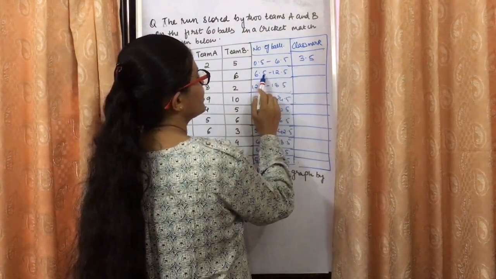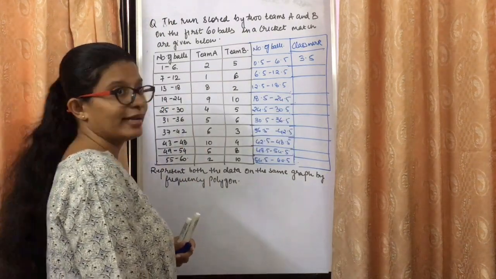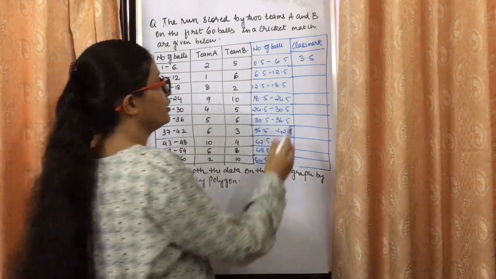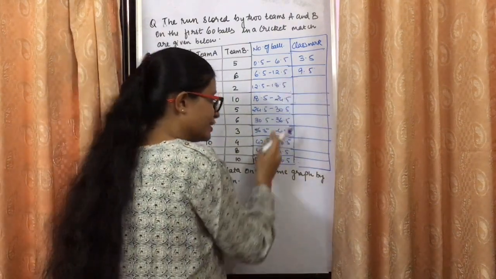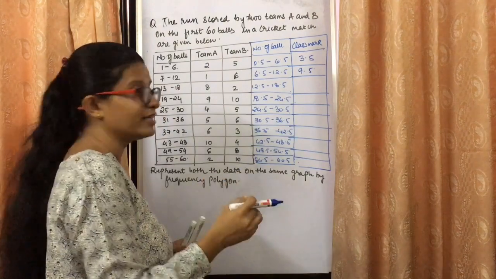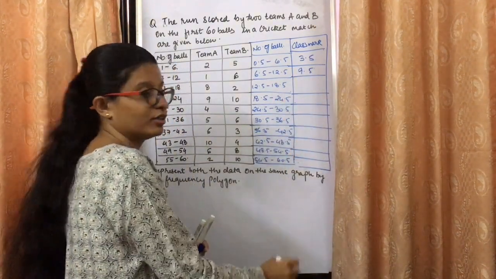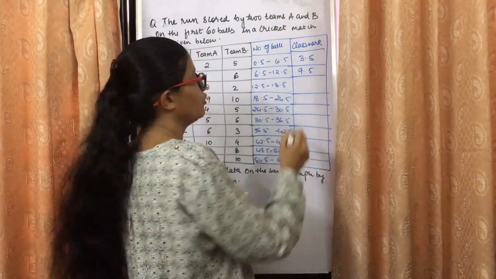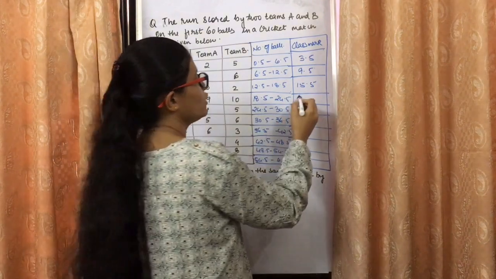3.5, 6.5 plus 12.5 will give you how much? It will give you 19, and 19 divided by 2 will give you 9.5. Again, since the class size is constant, which is 6, you can go on adding 6 to this. So you will get the next class mark. 9.5 plus 6, we will get 15.5. If you add 15.5 plus 6, you will get 21.5.